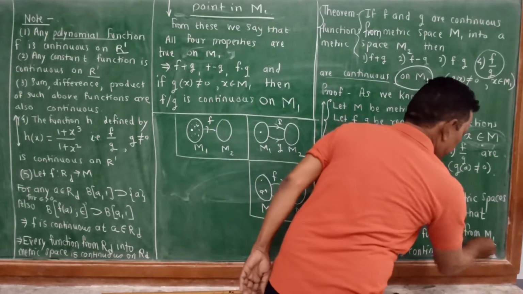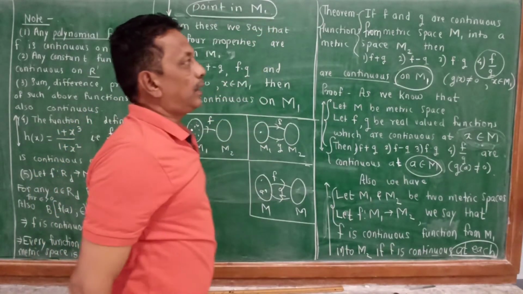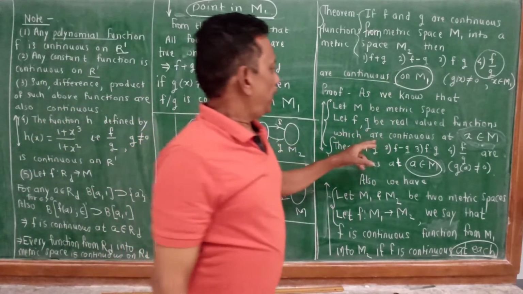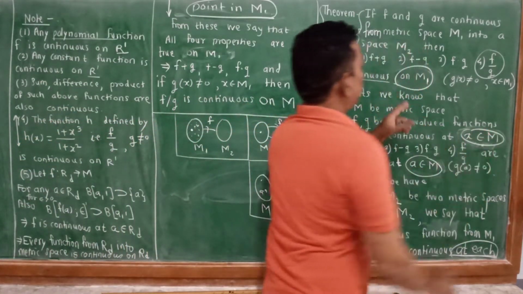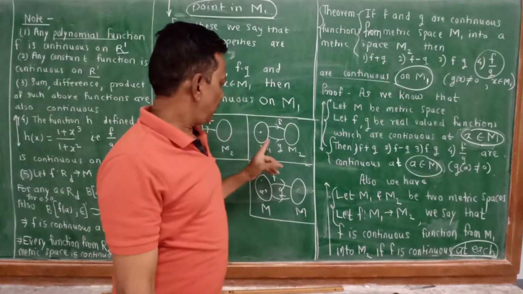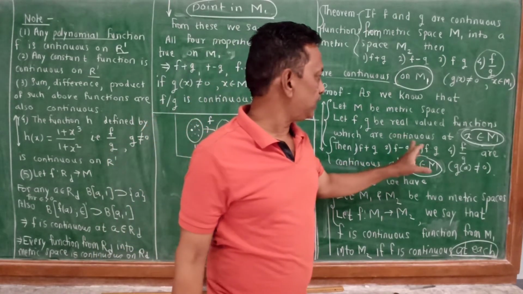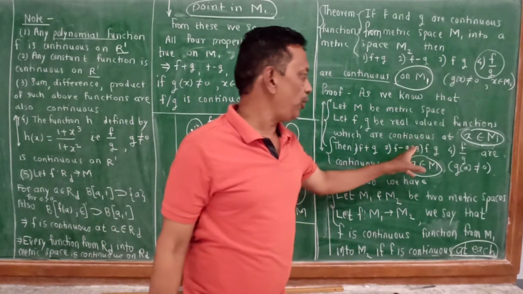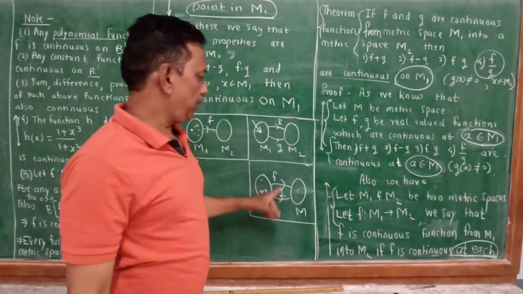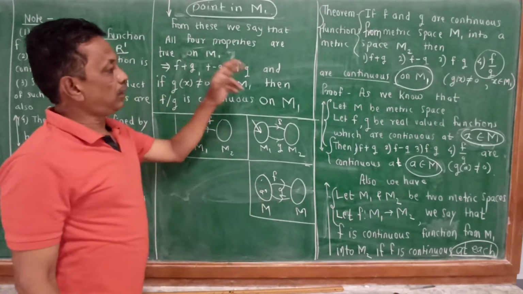Then we can understand the phenomena regarding this continuous function on metric space. Here we have to show that functions are continuous on M1. The definition says that functions are real valued functions which are continuous at a, and the algebra between them is also continuous at a belongs to M. And this is the third definition.